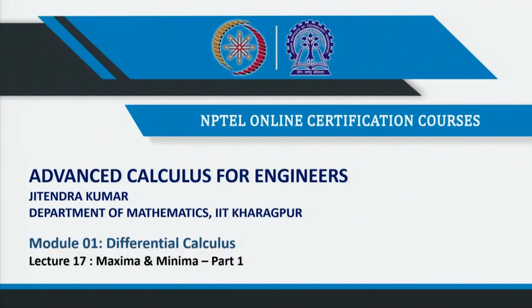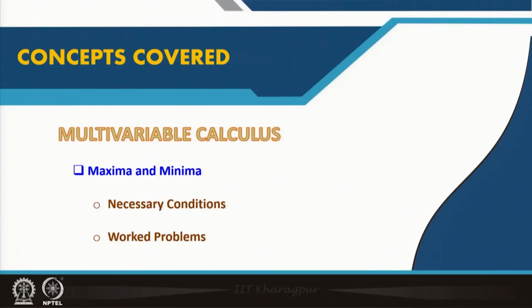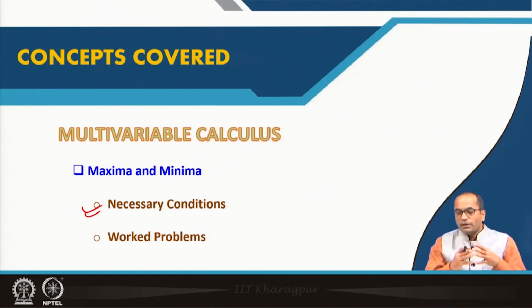Welcome back to lectures on advanced calculus for engineers, and this is lecture number 17, and we will be talking about maxima and minima. So, there will be 4 parts, and this is part number 1. So, in this lecture I will be talking about the necessary conditions for the existence of maxima and minima, and there will be some worked problems.